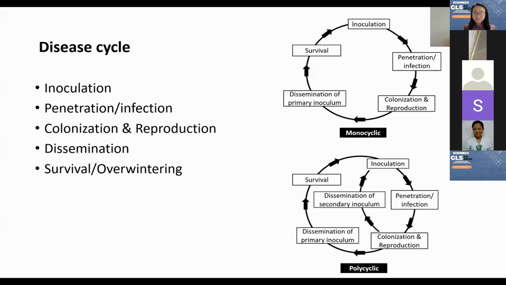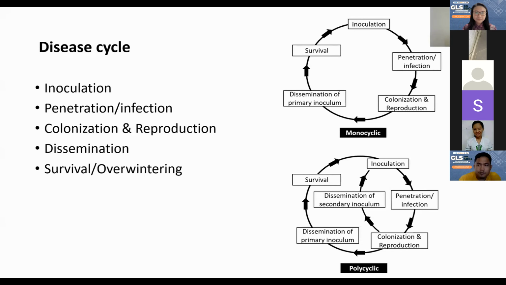So the pathogens have to get inside the plant, infect the plant, to be able to cause disease, right? And there are several means for pathogens to get into the plants. Some pathogens might directly penetrate the plants. Others might use natural openings, such as stomata, or some opening due to injury. Okay, so the next step is colonization and reproduction.